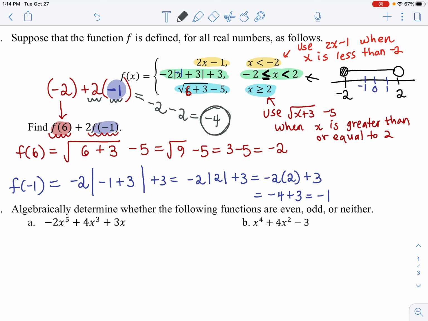I'm sorry, my work is kind of everywhere. But hopefully you are following along instead of just looking at this very last page because it looks like a mess here. But the final answer is negative 4. The key is paying attention to which piece you're going to plug your input into, evaluate it, and put them together to give the final answer.